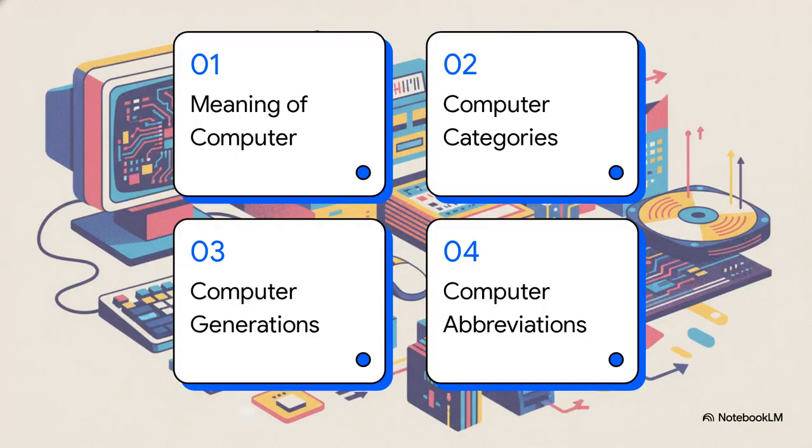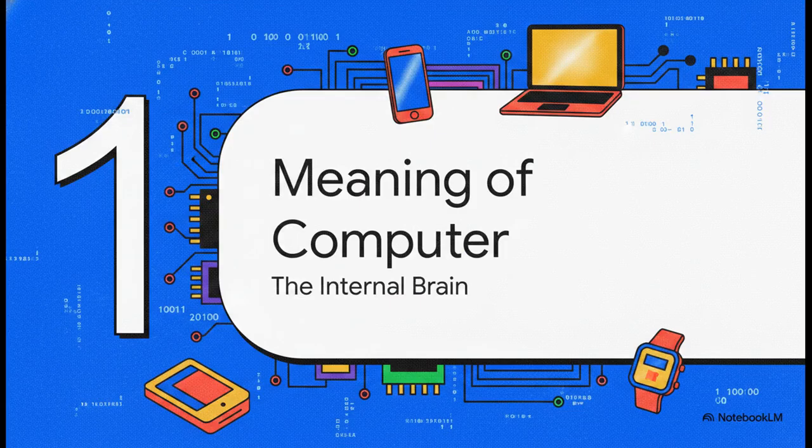So here is our roadmap for today. First, we'll uncover the true meaning behind that acronym. Second, we'll look at the basic categories of computers. Third, we'll take a really fun time-traveling journey through the 5 computer generations. And finally, we'll crack the code on some absolutely essential computer abbreviations. Let's jump right into Section 1, the meaning of computer, and a look at the internal brain of the machine.